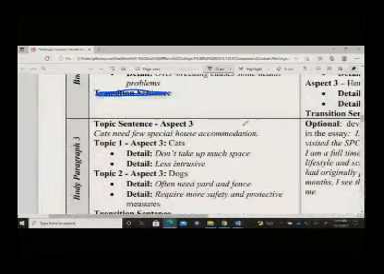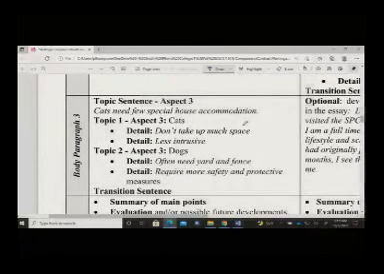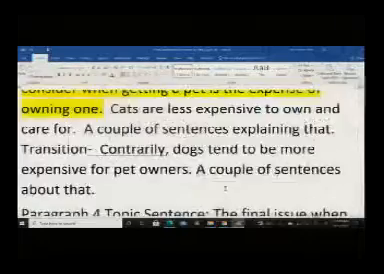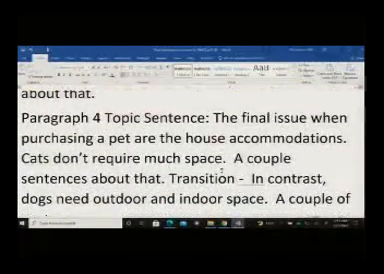So we go down to topic aspect 3, which is paragraph 4. Cats need to use special house accommodation. See, that should be accommodations. This is going to be sentence 2, again. We go over here and look at this. We're going to see the final issue when purchasing a pet are the house accommodations.